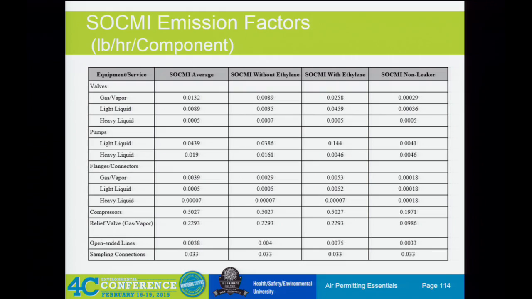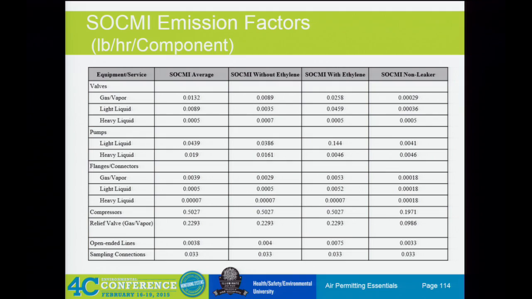So this is an example of the emission factors. What you would do on a fugitive calculation is take your type of facility, or probably do it unit by unit if you're at a large facility. You take your unit and add up how many valves you have in gas or vapor service, how many valves in light liquid service, how many valves in heavy liquid service, how many pumps in light liquid service, etc. And you multiply them by their appropriate factor, right?